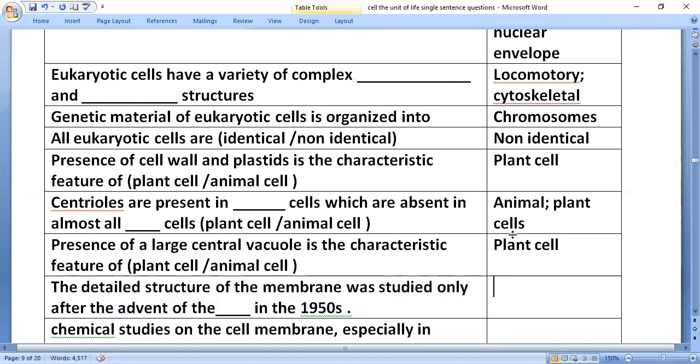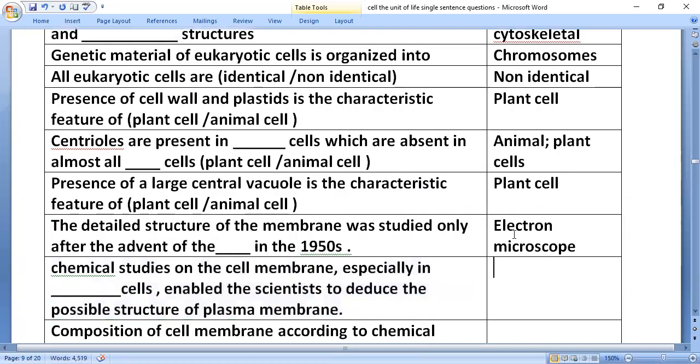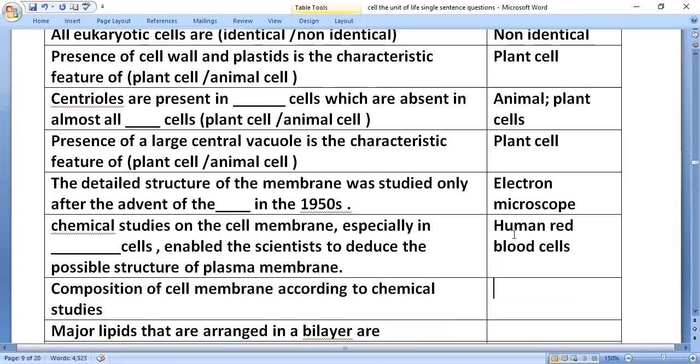The detailed structure of the membrane was studied only after the advent of the electron microscope in the 1950s. Chemical studies of the cell membrane, especially in human red blood cells, enabled scientists to deduce the possible structure of the plasma membrane. According to chemical studies, the cell membrane is composed of lipids and proteins.